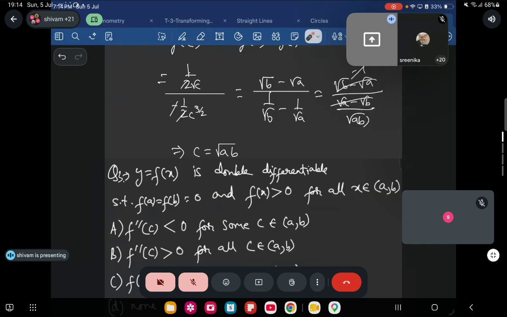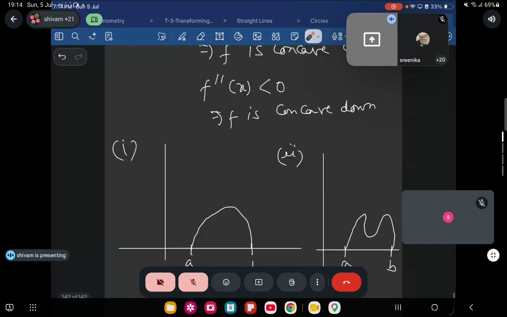Next, let us talk about option B. F dash C is greater than 0 for all C belongs to a comma b. No. For all, it cannot be. For some it can be possible. So answer should be option A only. Is it clear everyone? Conceptual problem. Next, let us understand how we can apply Cauchy.